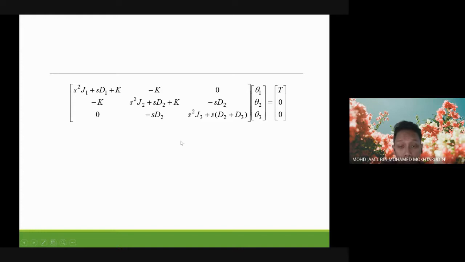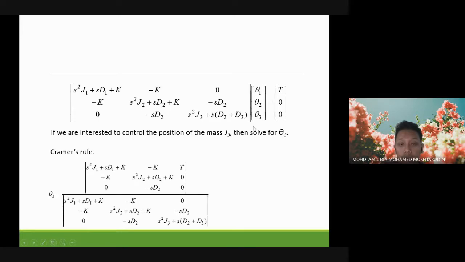Okay, so this is the equation. Then if you want to find theta 3, for example, use Cramer's rule. Replace the third column with the output column here. Find the determinant divided by the determinant of the original matrix. It's better if you can simplify the top determinant to get theta 3 over T. The bottom determinant should be okay if you don't simplify it.